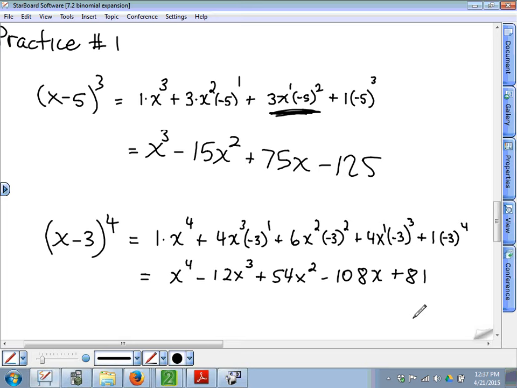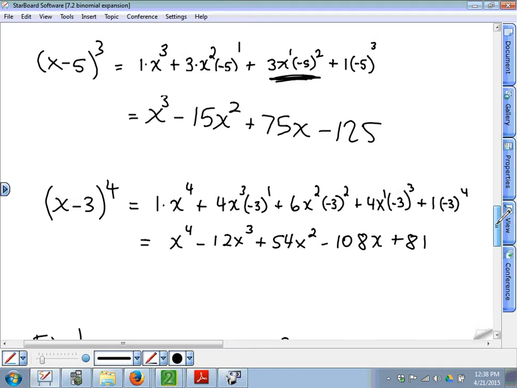What's this type of mathematics called? What's the title of the lesson? Binomial expansion. What is a binomial? 2 terms. This is a binomial, yes? We took a binomial, we raised it to the 4th power, we expanded the binomial. This is called binomial expansion. What do you use in binomial expansion? Pascal's triangle. If we didn't have Pascal's triangle, then we would have to use the FOIL method, which would really stink.